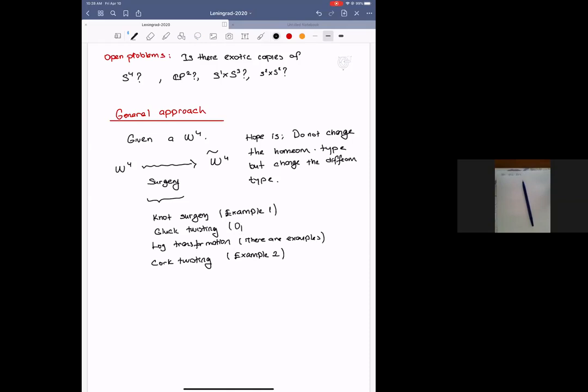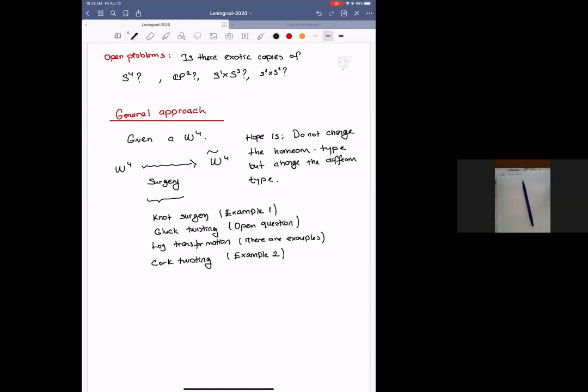There is an open question here. Could you briefly recall what is Glücktwisting? Because I know about the others, but Glücktwisting I don't remember. Glücktwisting is just doing surgery on an embedded S2. If you want to keep the homeomorphism type, you are interested in a homologically trivial S2.